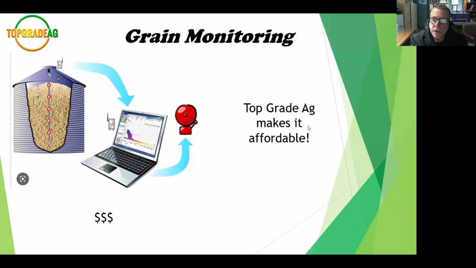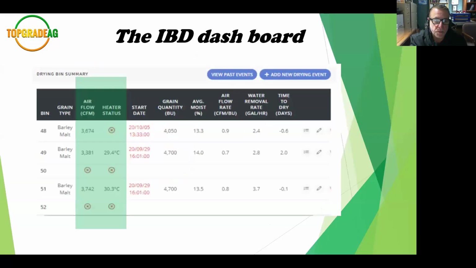Now, what Top Grade has done is we've developed a custom box, and we interconnect these bins. So we'll interconnect a row of 10 or 12 bins, and we'll monitor that with one box. And ultimately, that cuts the cost of the remote monitoring down by about 70 to 80%. So you can monitor a row of 12 bins for $1,000 instead of $12,000.